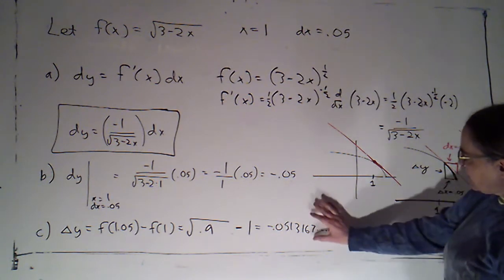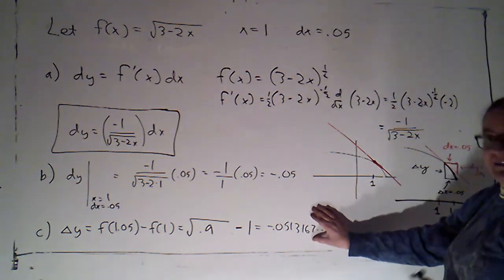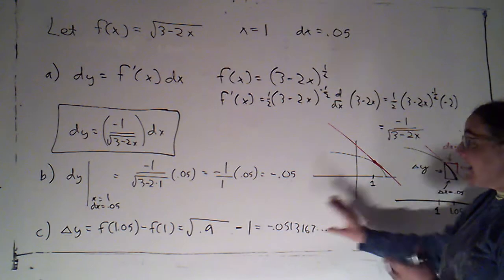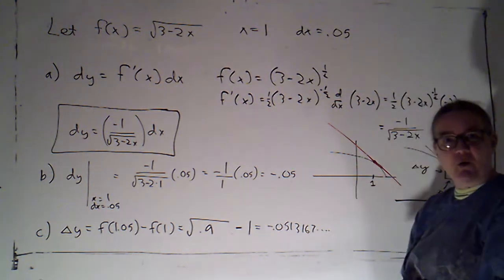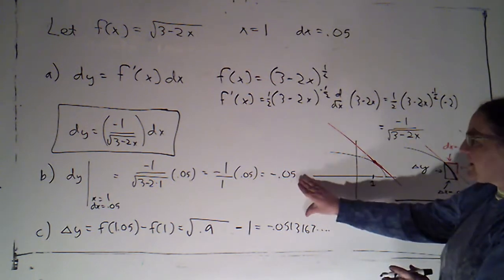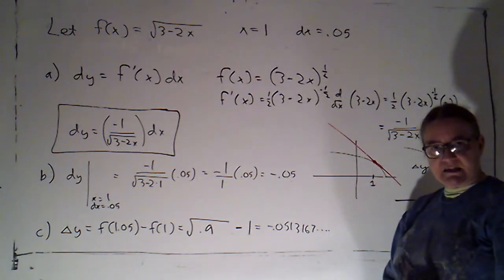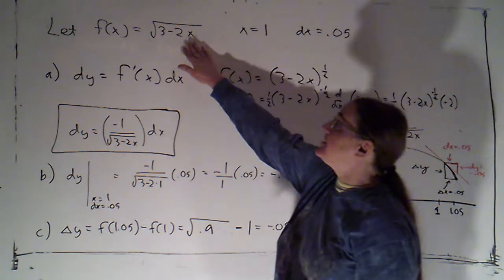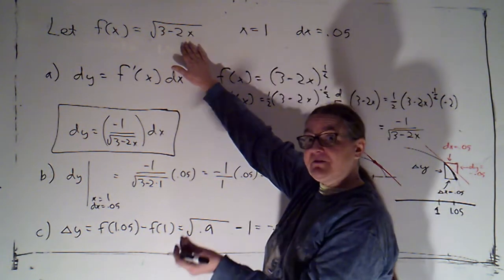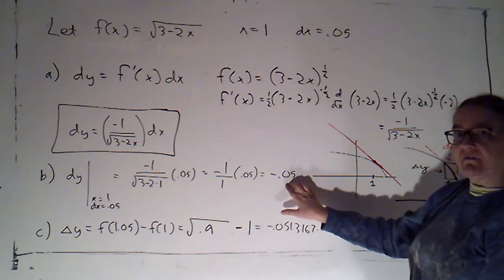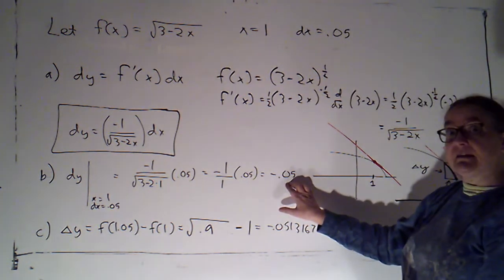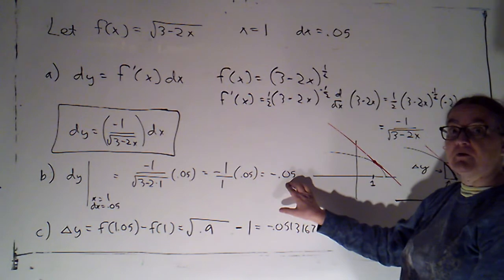Okay, but you'll notice we were asked to compare these things. This is close. Delta y is a little bit bigger, consistent with my picture. The function actually decreases a little bit more than the line does, but it's close. So if I wanted to estimate how much this function is going to change from its value at 1, if I go 0.05 to the right, dy of negative 0.05 is a decent estimate of how much the y values actually change.